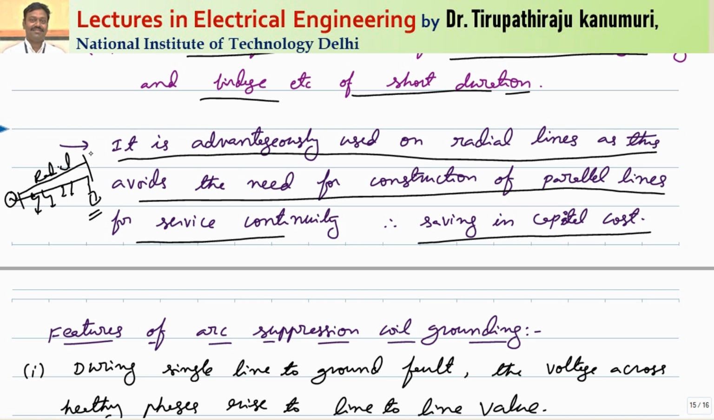But if you are going for this resonant grounding, out of the three phases, whichever phase the fault comes, only that phase is disconnected and the remaining two phases will continue to supply the normal load. That is the advantage of going for the resonant grounding. That's why this is mainly used for radial lines to provide the continuity of the supply. Obviously, as there is no parallel line requirement, there will be a saving in the capital cost.